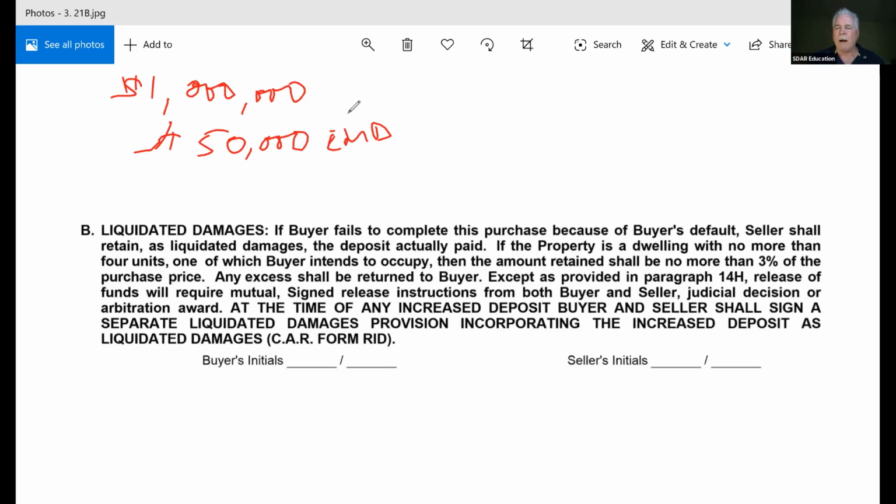Okay, so now, the transaction falls apart, and at the buyer's fault, how much does the seller get to keep? The deposit actually paid. Okay, $50,000. Well, we come along with this language that says, well, wait a minute, what happens if the buyer puts down $150,000? Let's do that. Let's put down $150,000. You think it's okay for the seller to get all of that? And the answer is probably not.